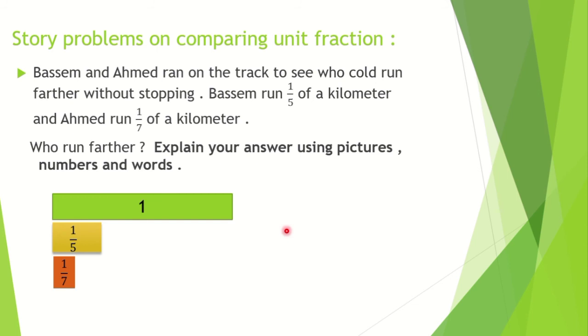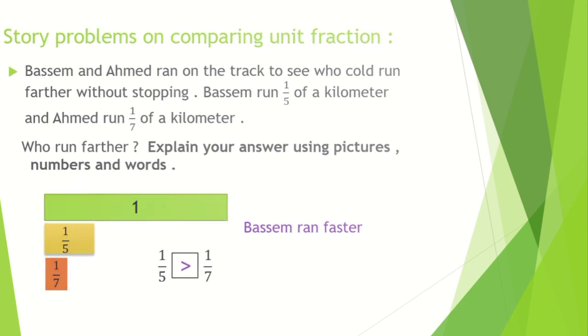And then, who's the biggest? Fifth or seventh? Let's see who's the biggest, fifth or seventh? Perfect, fifth is greater than seventh. So, who ran faster? Basim or Ahmed? Perfect, grade 3. Basim ran faster. Okay, let's see another question.